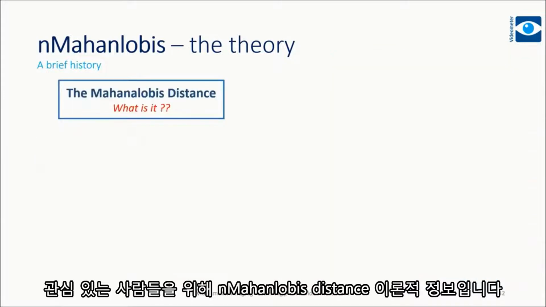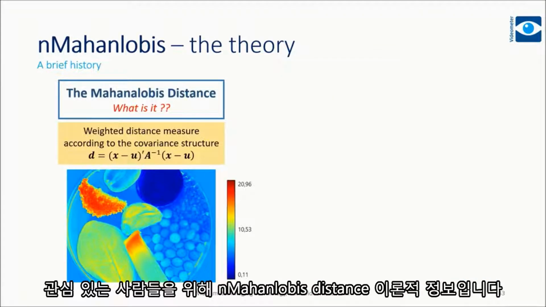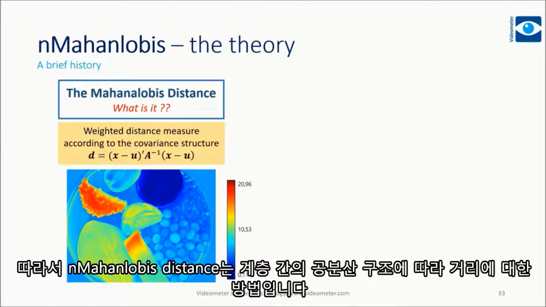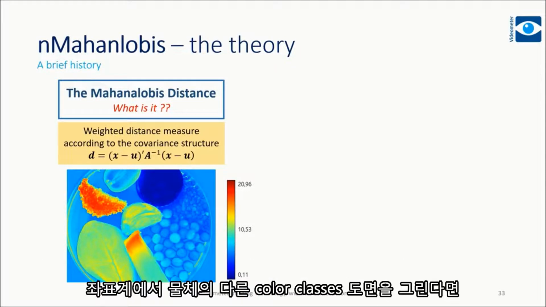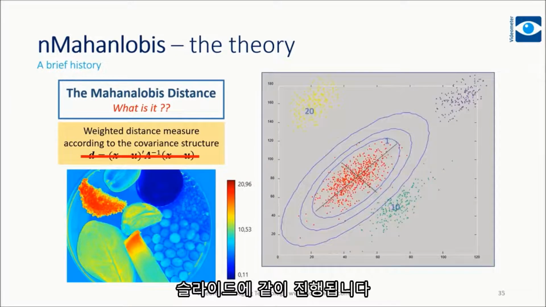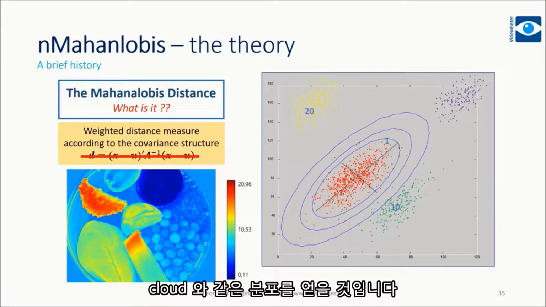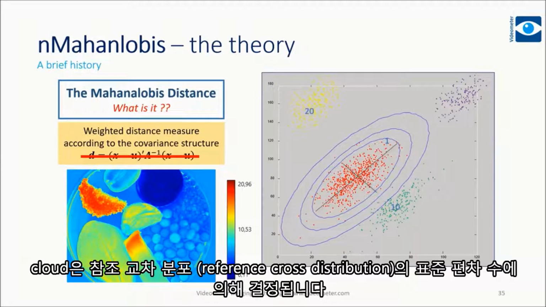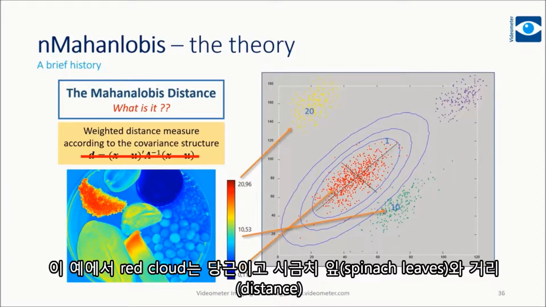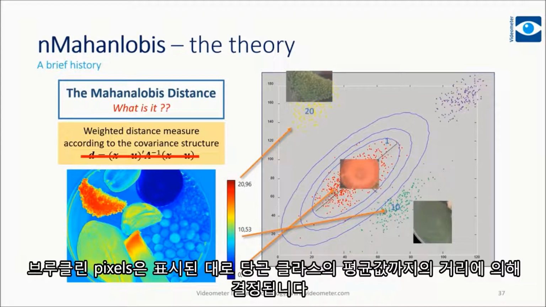We will just include a small part on the heavier theoretical information on the standard deviation distance for those of you who are interested. So, the Mahalanobis distance is a weighted distance according to the covariance structure between classes. If you plot the different color classes of your objects in a coordinate system, as it is done in the slide, you will get some distributions which look like clouds. The distances between these color clouds are determined by the number of standard deviations from the reference class distribution. In this example, our red class is the carrot, and the distance to the spinach leaf and the broccoli pixels are then determined by the distance to the mean value of the carrot class, as it is shown in the plot.